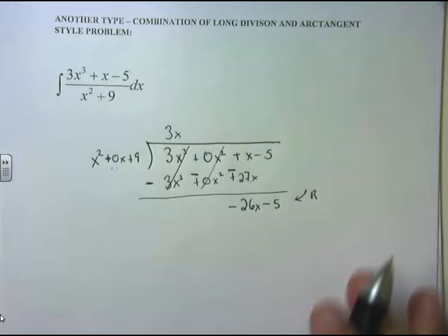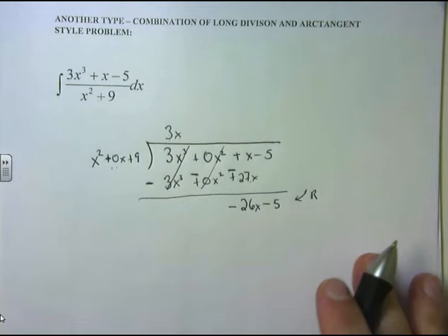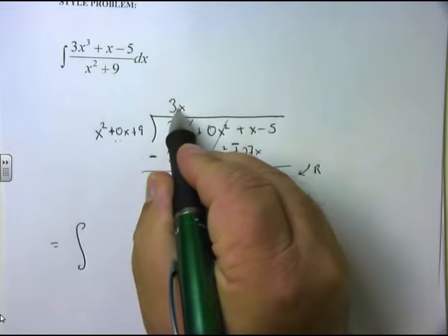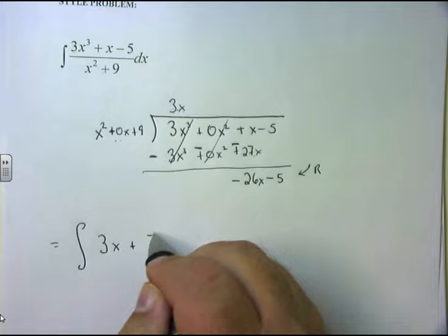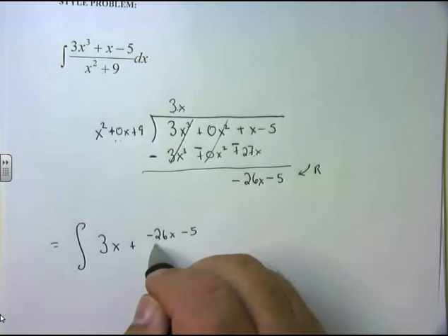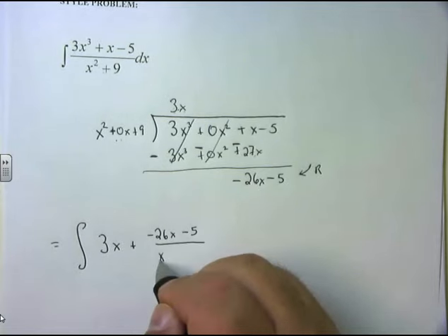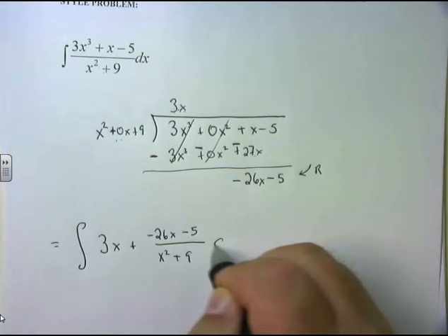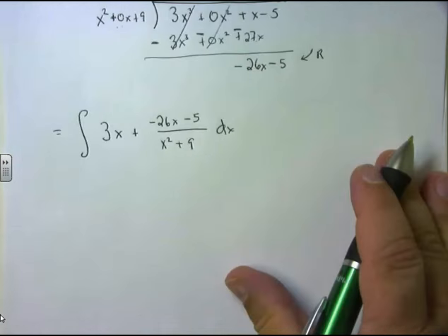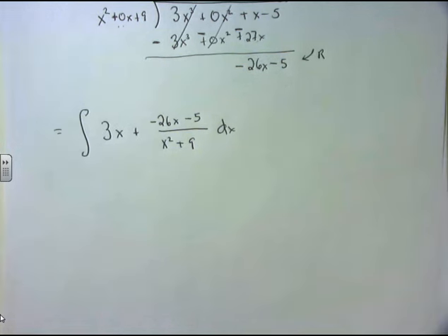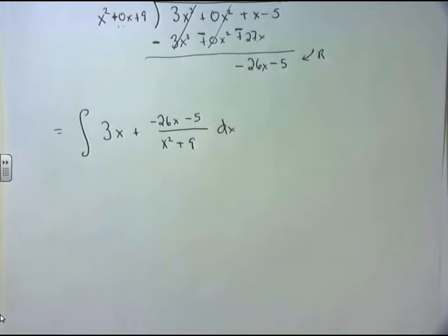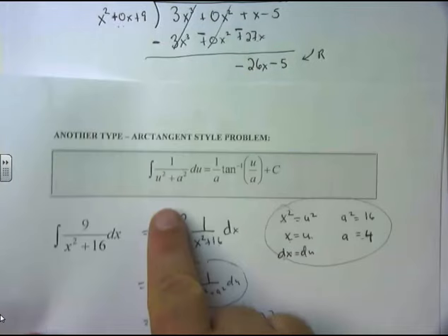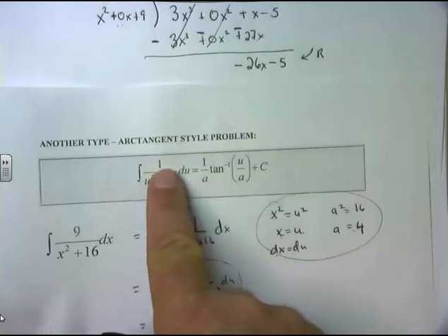So this problem has now turned into the integral. Here's my quotient, which is 3x, plus the remainder, which is negative 26x minus 5, over the divisor x squared plus 9 dx. You'll notice that when I have this x squared plus 9, it does look like that arctangent formula, but you've got to have a constant numerator.